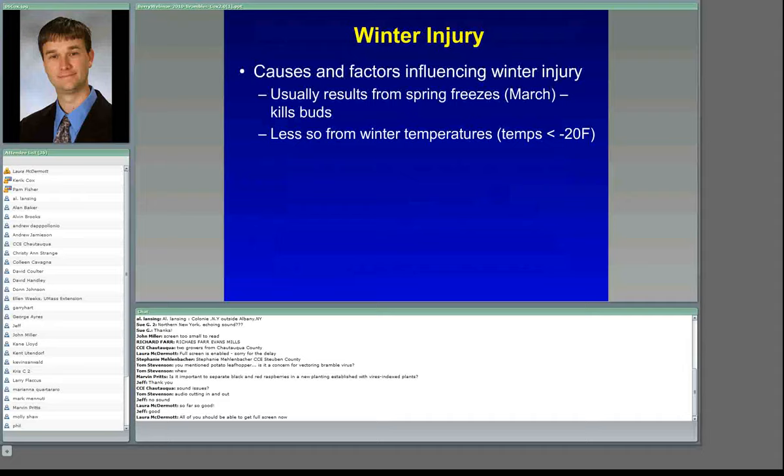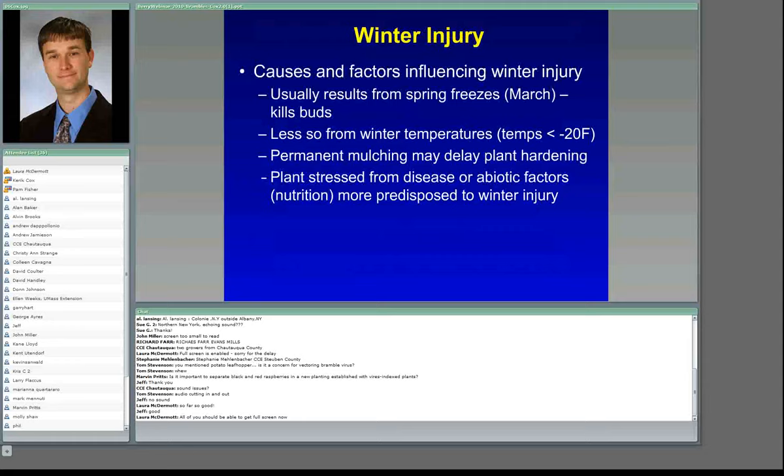One of the things that I've read that may cause trouble is if you do a lot of permanent mulching, it could delay plant hardening and then exacerbate winter injury problems. But that's not necessarily what you should always be concerned about. Of course, in the case of winter injury, anytime a plant becomes stressed from disease, including root diseases or other abiotic factors like nutrition, your plant is going to be more predisposed to winter injury. So anytime a plant gets stressed prior to going dormant, you've just increased that chance of actually getting damage to winter injury. In this case, that type of damage in the form of primocane damage would be much more troublesome.